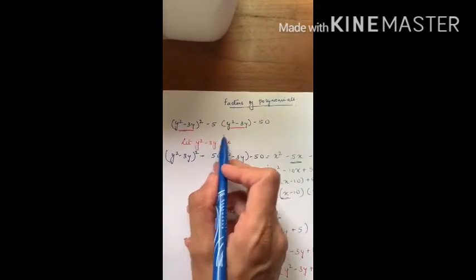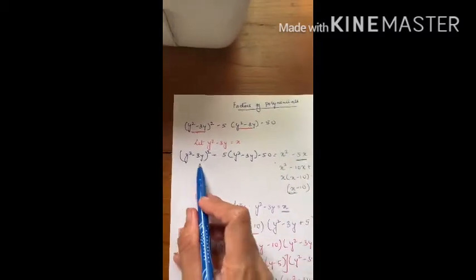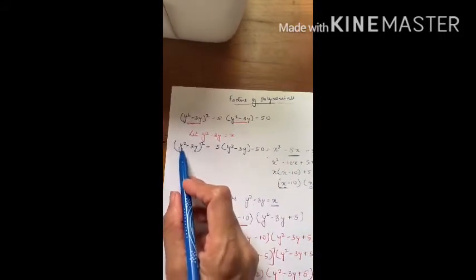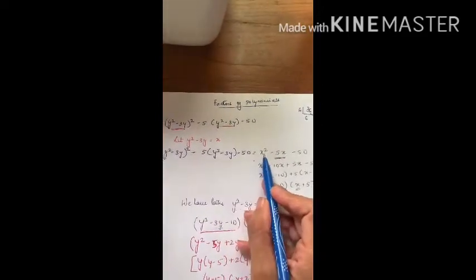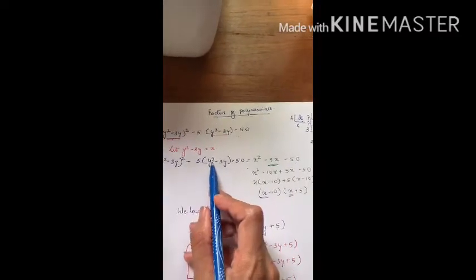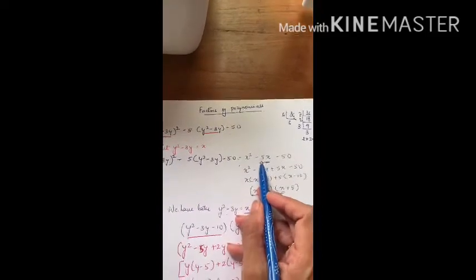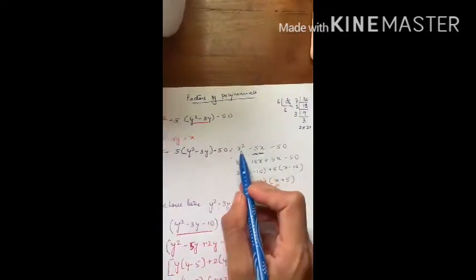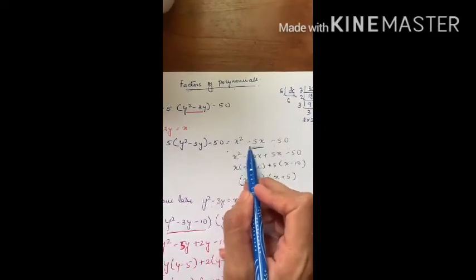So let this y square minus 3y be x. So this given polynomial will now be rewritten as, since it's a y square minus 3y whole square, this becomes x square minus 5 into y square minus 3y, again since it's x, it will be written as minus 5x minus 50. Since it's a polynomial in which we can split the middle term.